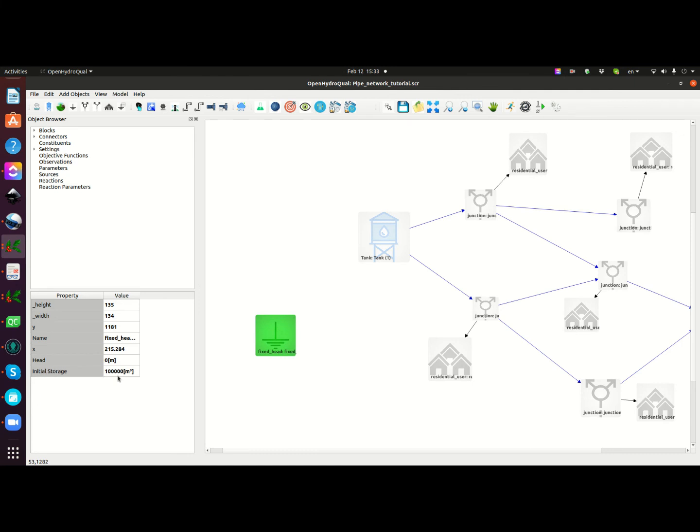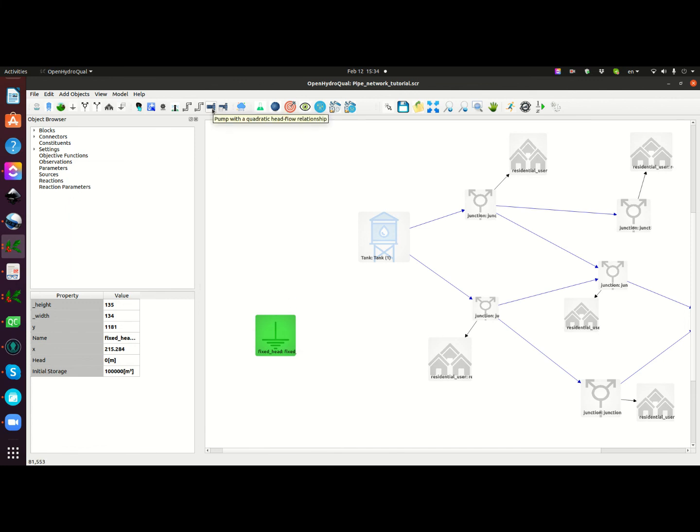There's an initial storage which is quite high. Now if I want to run this model over a very long period of time and I'm concerned that this water may run out, then I can increase this. But in this case, I'm not going to do that. I'm going to run the model for a few days at most, so this is an adequate amount of water. And the hydraulic head is going to be the elevation of our source water. I'm going to keep it at 0. That will make things simpler.